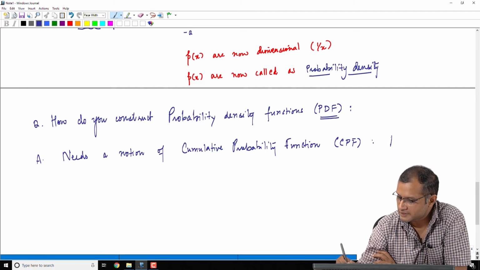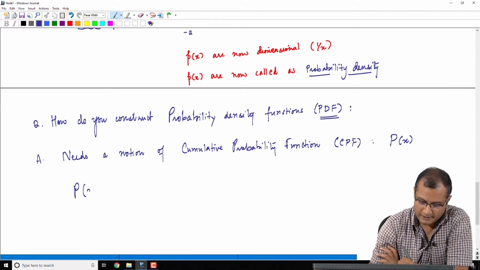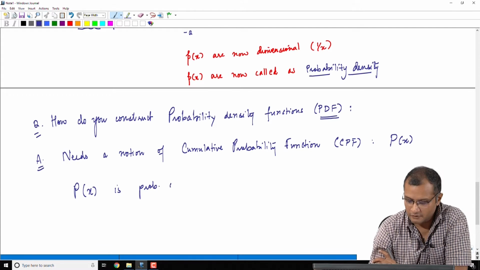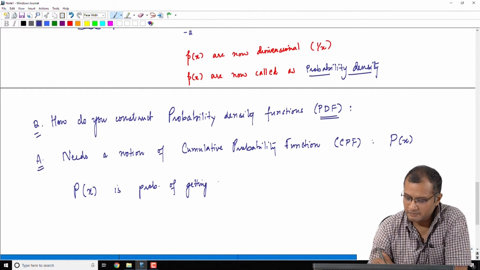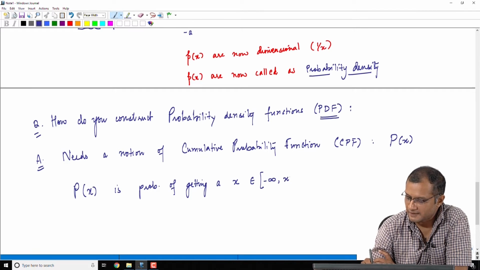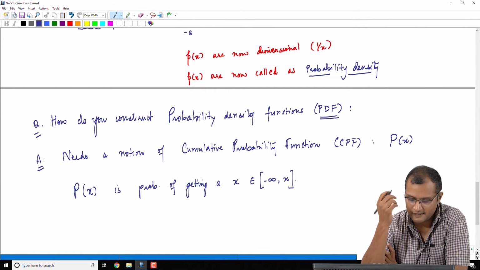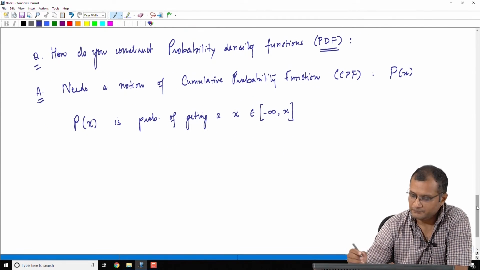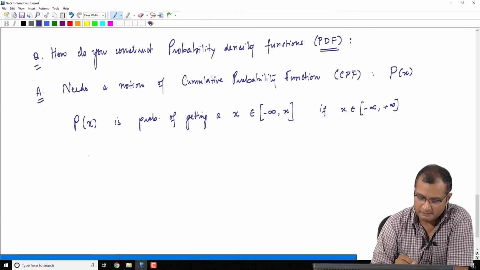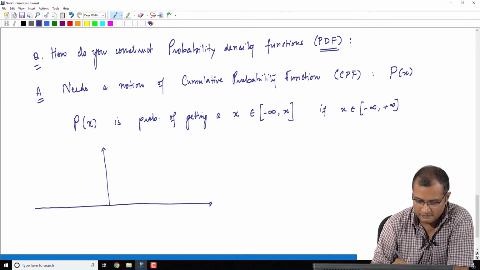You take capital P of x as a cumulative probability function, and this P of x is nothing but the probability of getting a measurement x in the range minus infinity to x. Suppose my x varies between minus infinity and plus infinity, then this capital P of x is simply the probability of getting a measurement on x between minus infinity and x.